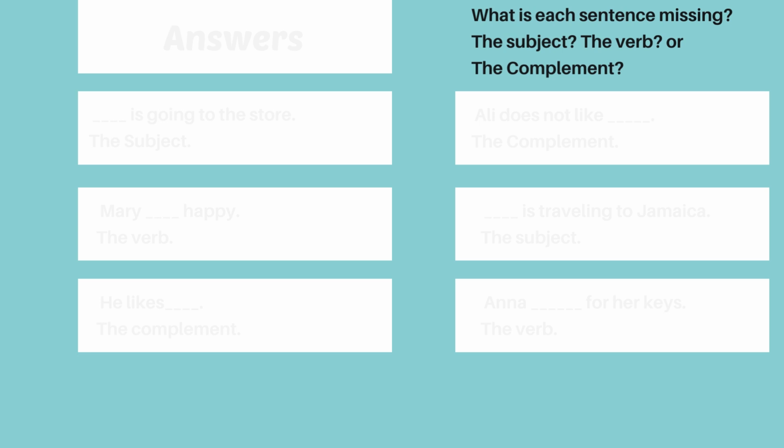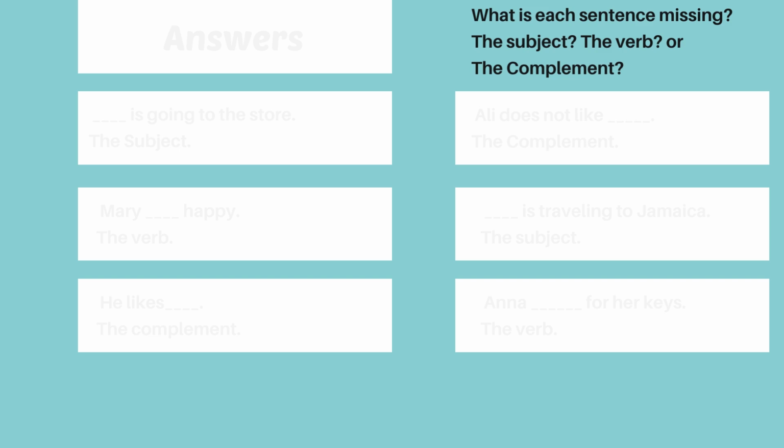So what is missing? The subject is missing in the first question. Blank is going to the store. The complement is missing in the second one. Ali does not like blank. The complement is missing. The complement would be something like chocolate or driving or anything that somebody doesn't like.